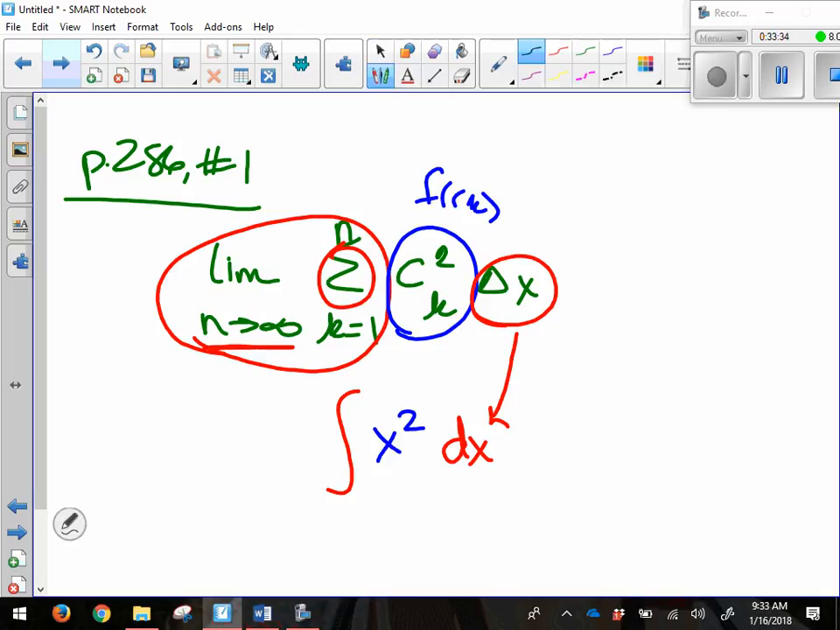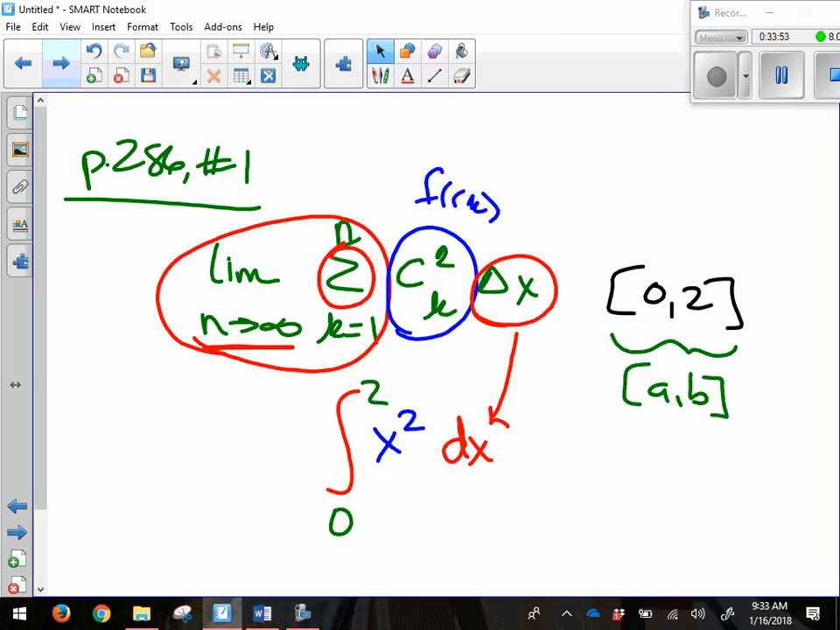And one thing that I didn't give Sarah a chance to read was the interval, which goes from 0 to 2. And these are going to be my upper and lower limits of integration. So that sum becomes the integral from 0 to 2 of x squared dx. All right. We got it? We're going to make it?